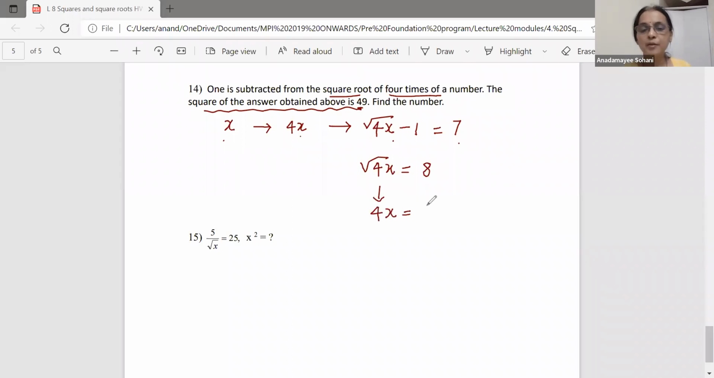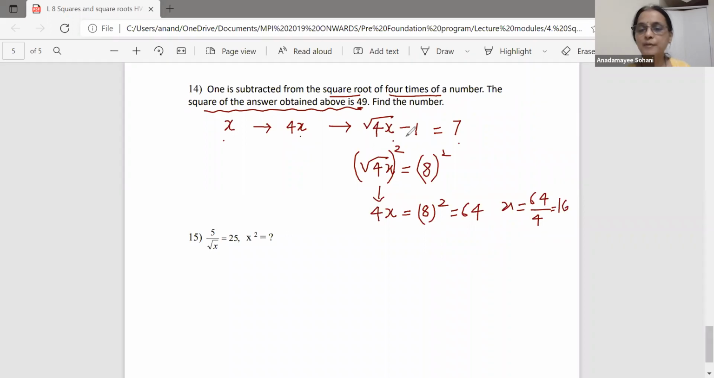I will square both the sides. When I square this root of 4x, I will get 4x. When I square 8, I will get 64. So 4x is 64. What will be x? 64 upon 4, that is 16. See how I have navigated?